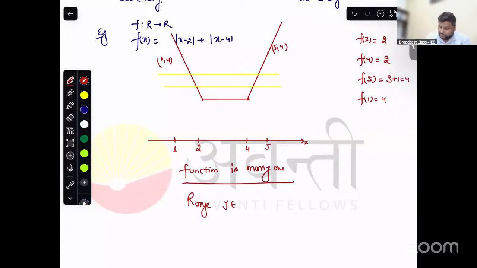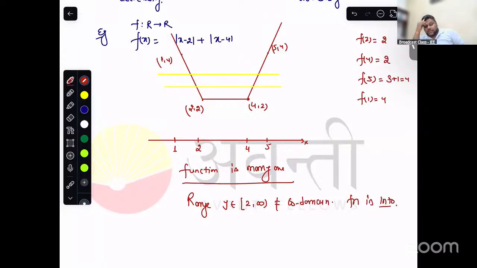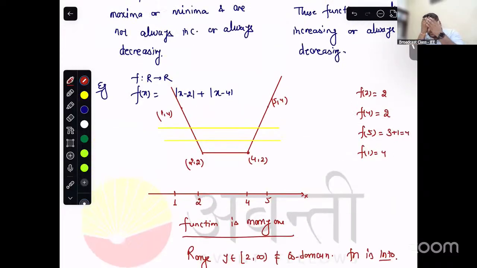If I check for range, range is y belongs to 2 to infinity. Do you see this point is (4, 2)? This point is (2, 2). So range is 2 to infinity. So whenever range is 2 to infinity, which is not equal to codomain, the function is into. Tell me if it is clear to you or not.